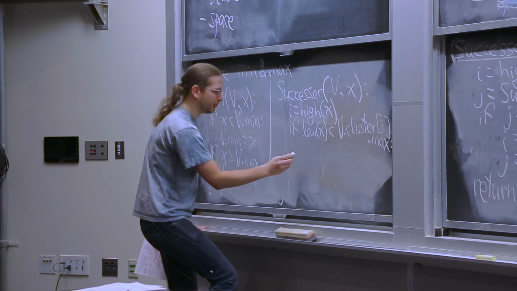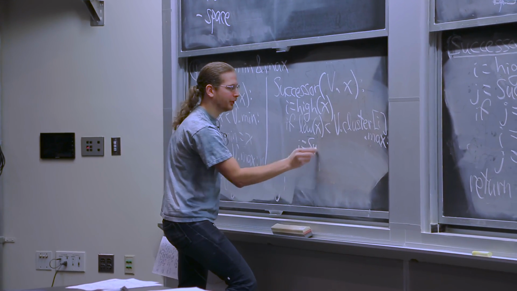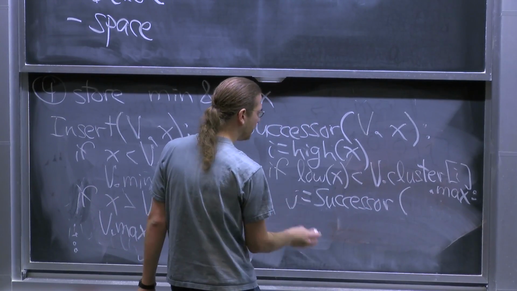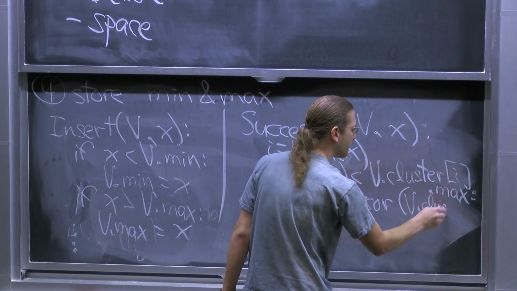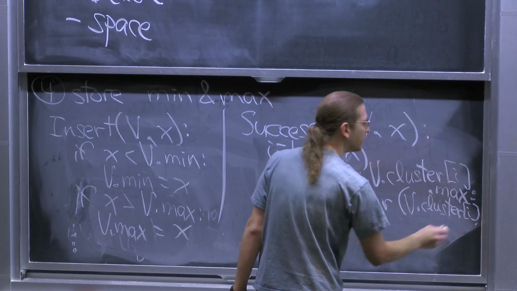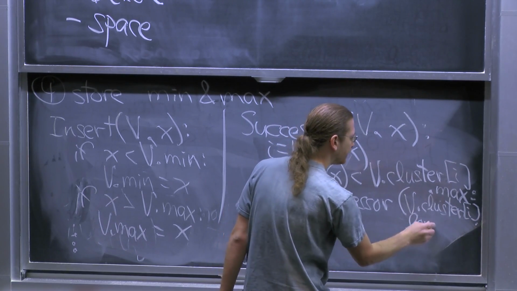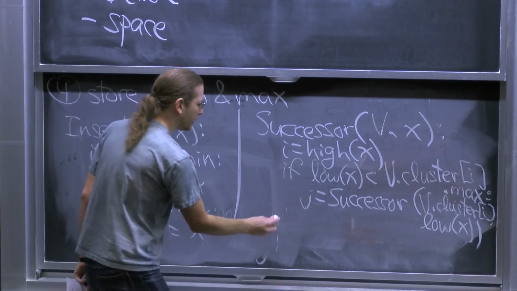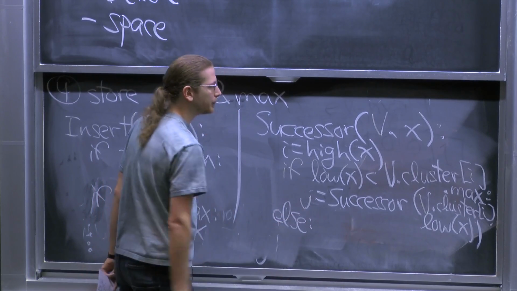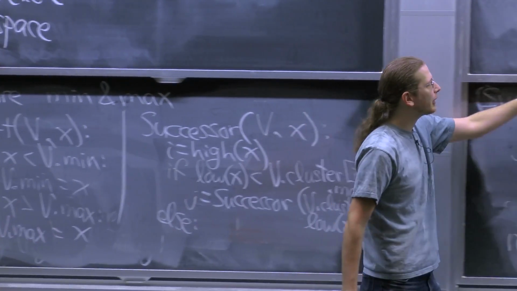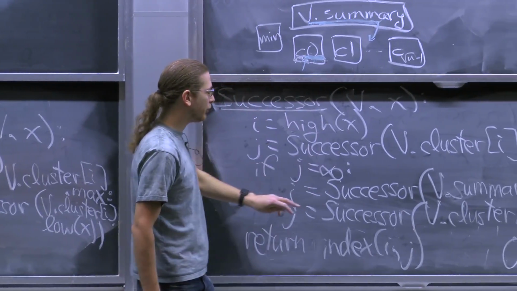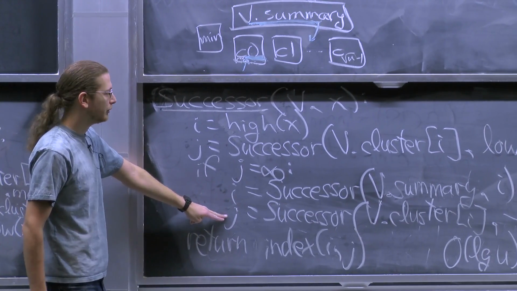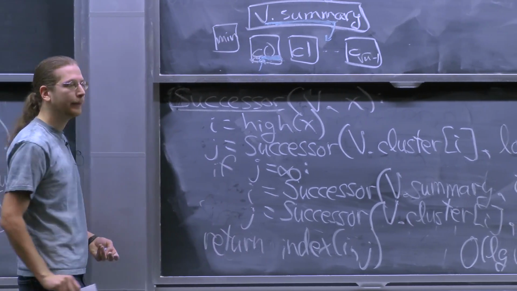So I wish I could copy paste, but I will copy by hand. Successor within v.cluster[i] of low of x. Okay, then I've found the item I'm looking for. Else, if I'm beyond the max, I know this is the wrong cluster. And so I should immediately do these 2 lines. Well, except I've made the second line use the min. So it will only be one recursive call followed by a min.